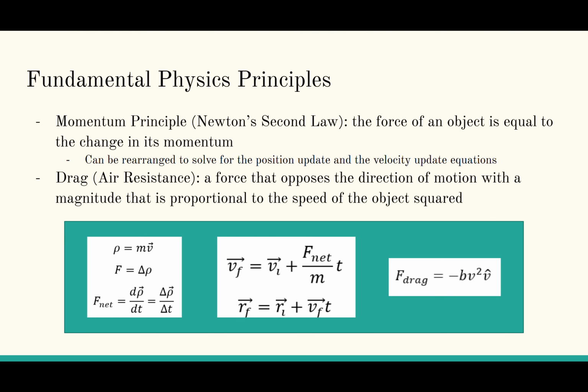This includes the momentum principle, or Newton's second law. The force on an object is equal to the change in its momentum. This can be arranged to solve for the position update and the velocity update equations, which will be used in our Glowscript code. We also have drag, or air resistance, a force that opposes the direction of motion with a magnitude that is proportional to the speed of the object squared. This equation can be seen in the bottom right.